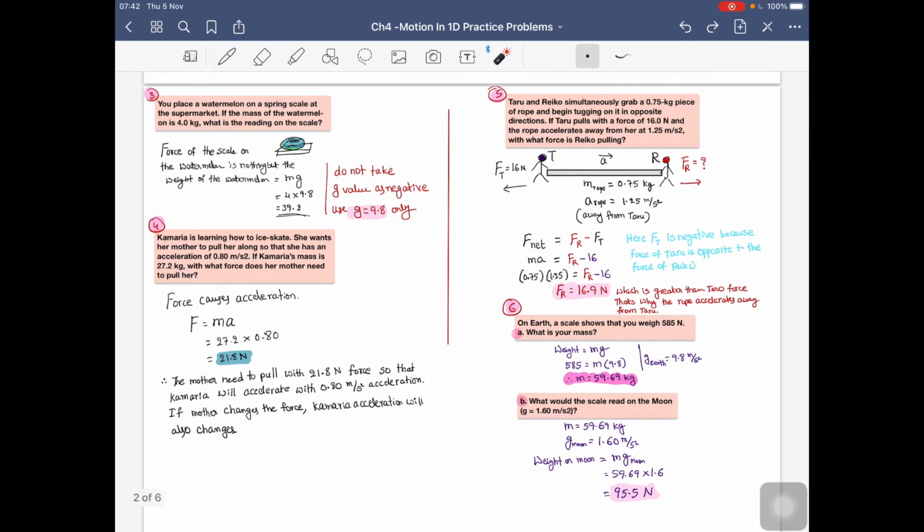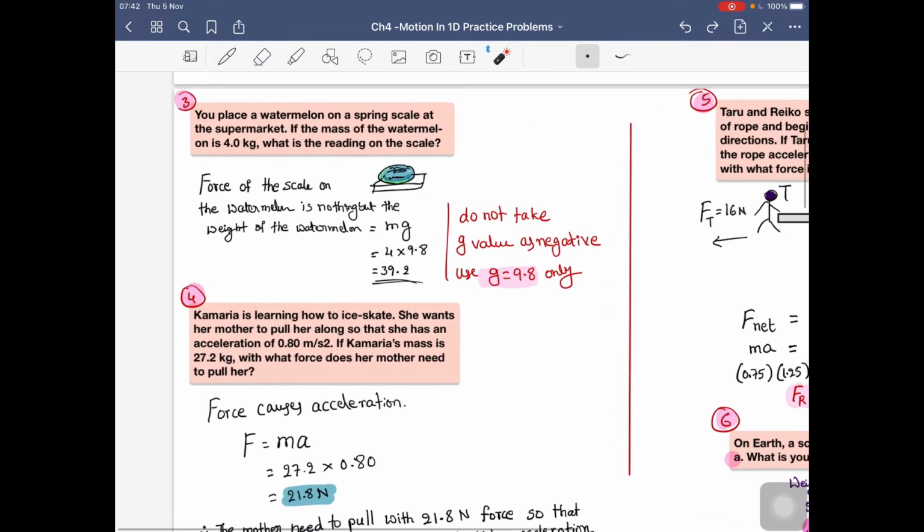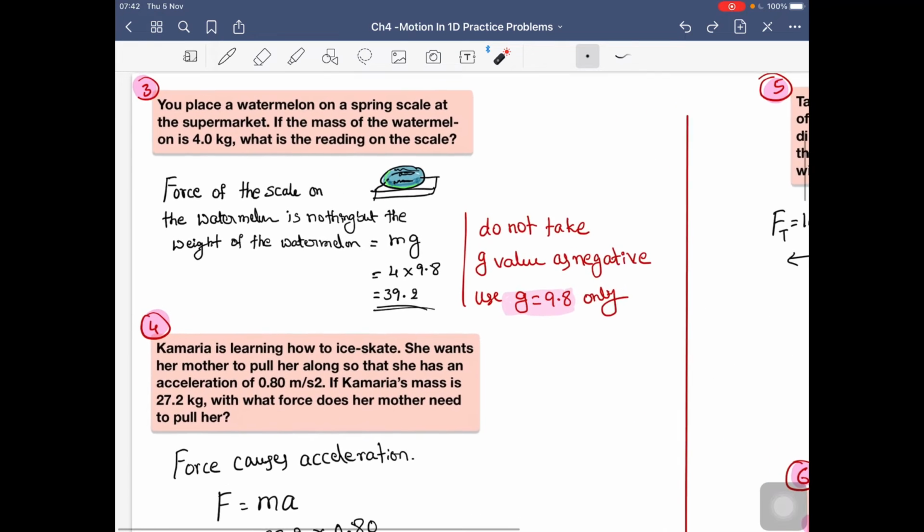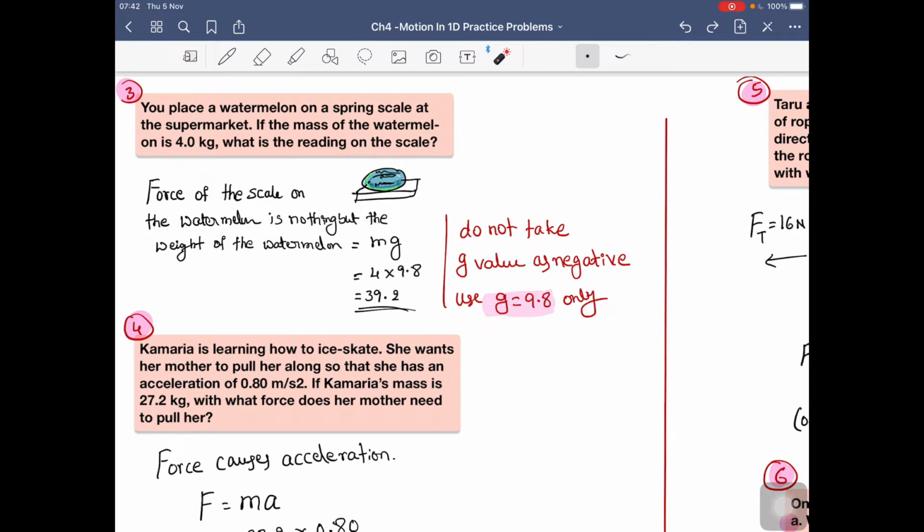Next, question number 3. We have a watermelon on a scale. The scale pushes the watermelon in the upward direction, and the watermelon has some mass, so it has some weight, in the downward direction. The scale is supposed to show the weight of the object. We know that weight equals mass times the gravitational field. 4 times 9.8, you will get 39.2 newtons.